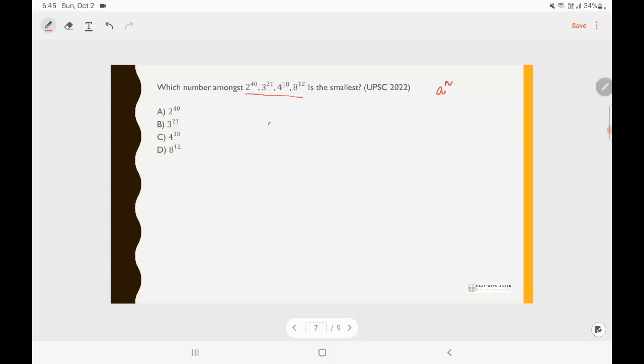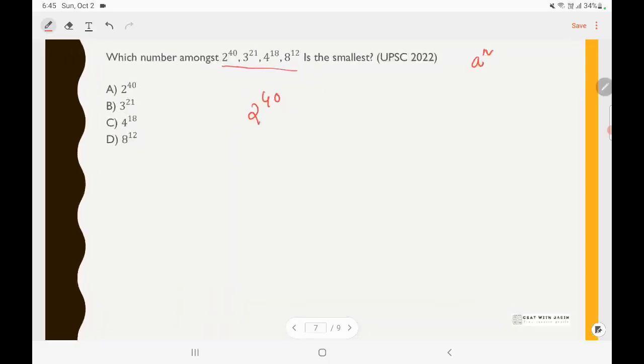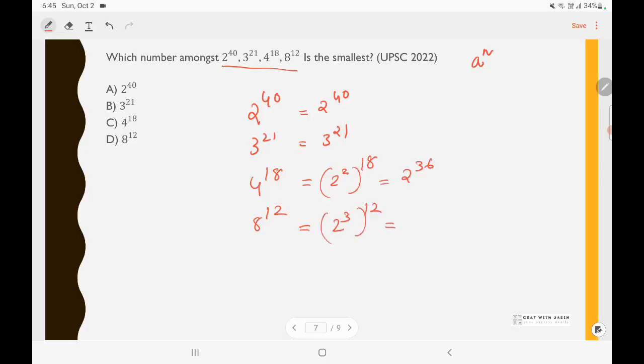So let's take these numbers, that is 2 raised to 40, 3 raised to 21, 4 raised to 18 and 8 raised to 12. So 2 raised to 40 is 2 raised to 40, 3 raised to 21 I will write as 3 raised to 21 itself, and 4 raised to 18 you can write as 2 square whole raised to 18. So this is equal to 2 raised to 36, and 8 raised to 12 you can write as 2 cube whole raised to 12. So this is again 2 raised to 36. So here you have 2 raised to 40.